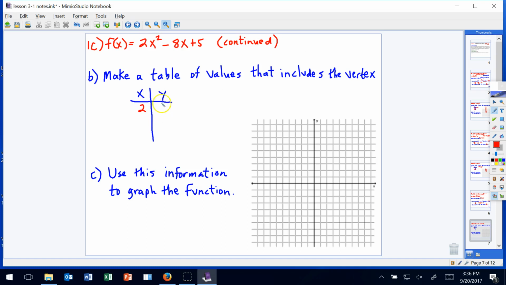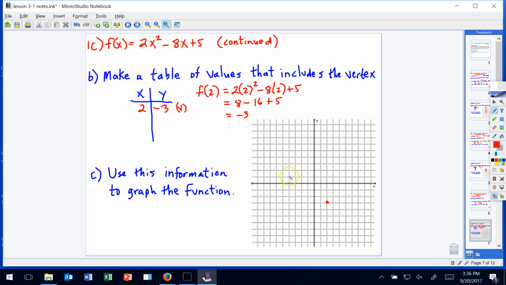Let's make our table, find the vertex. So we're going to input 2. So basically we're going to evaluate f of 2. And that looks like 2 times 2 squared minus 8 times 2 plus 5. 2 squared is 4. 4 times 2 is 8 minus 16 plus 5. 8 minus 16 is -8 plus 5 is -3. So the vertex is the point 2, -3.